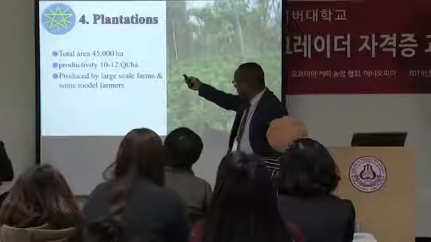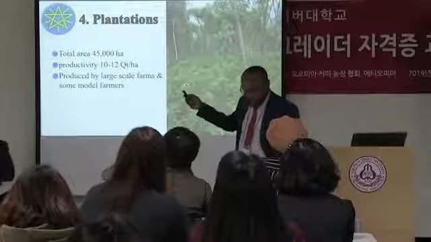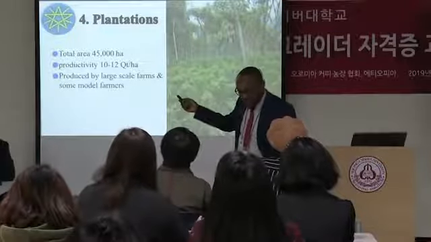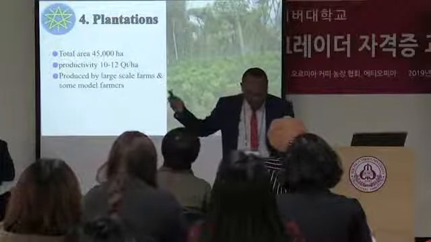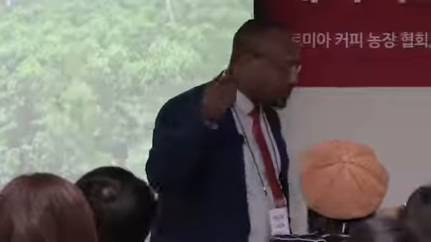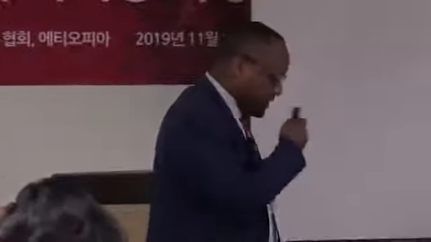But the total area is very low, 45,000 hectares, very low. Most Ethiopian farmers are following the garden type. This one is for the model farmers, the strong farmers, and large scale or state farmers follow this plantation type.